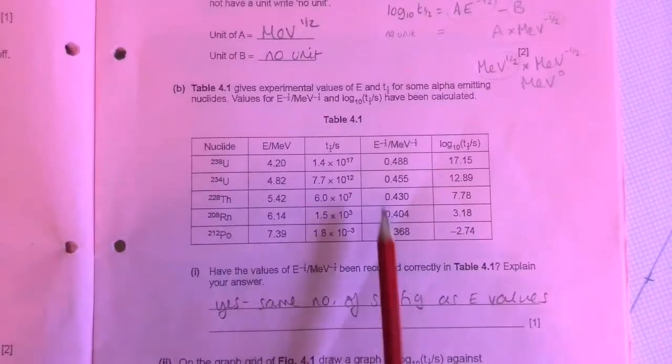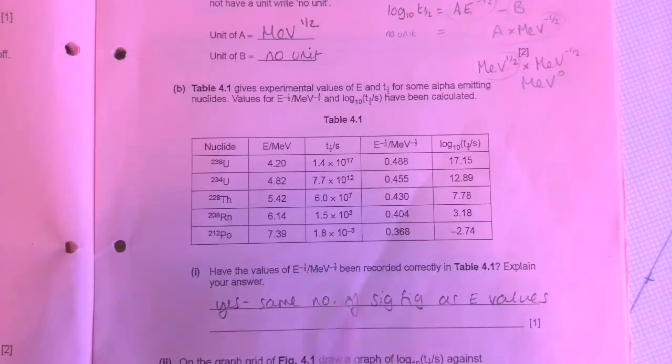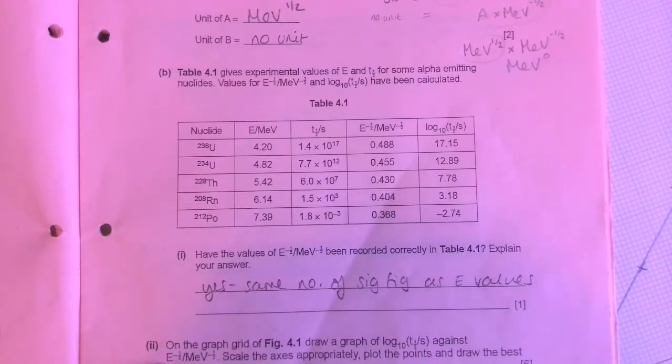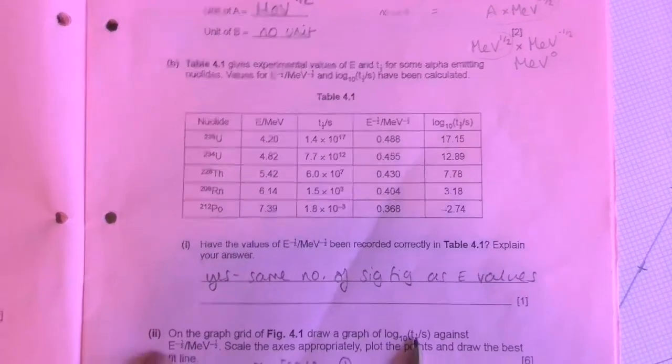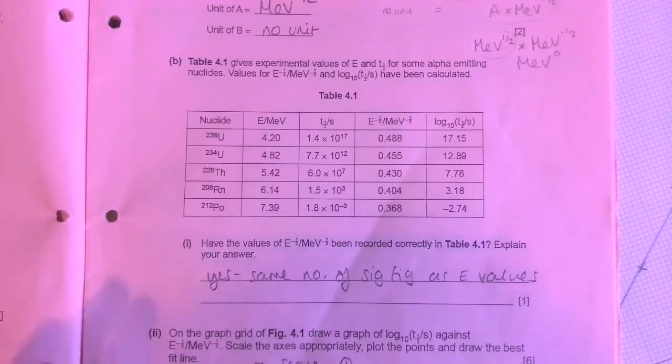Yes. These are to the same number of significant figures as the E values were. So these are the 3 significant figures. These are the 3 significant figures as well. Then on to part 2: draw the graph of log of T a half against E to the minus a half. Scale the axes appropriately, plot the points and draw the best fit line.